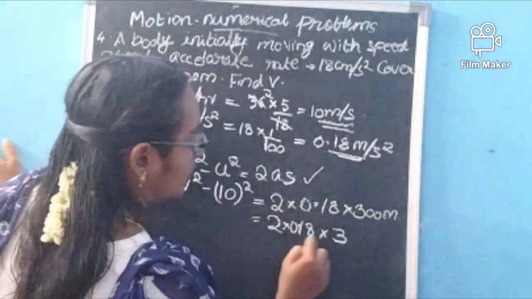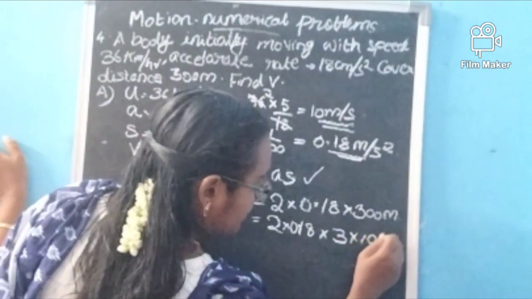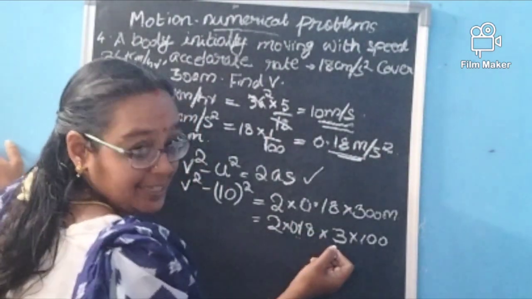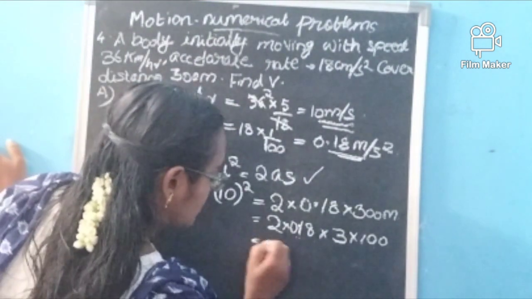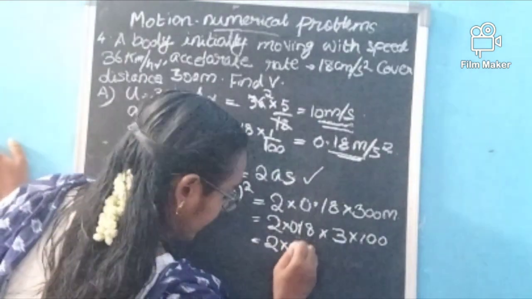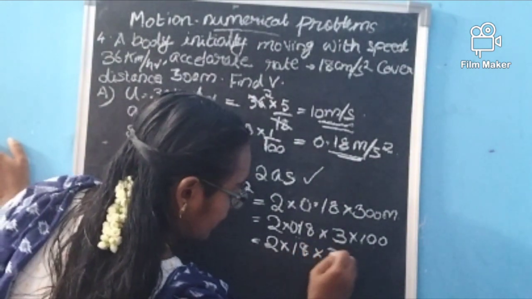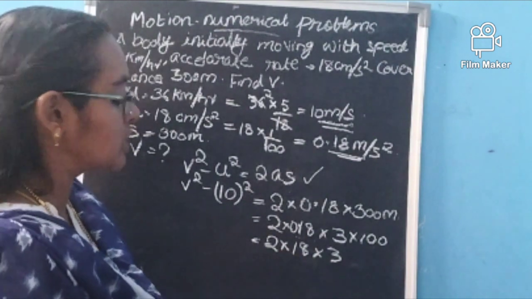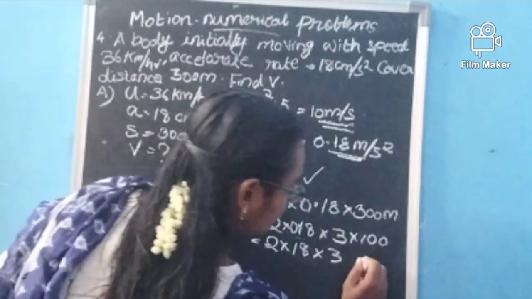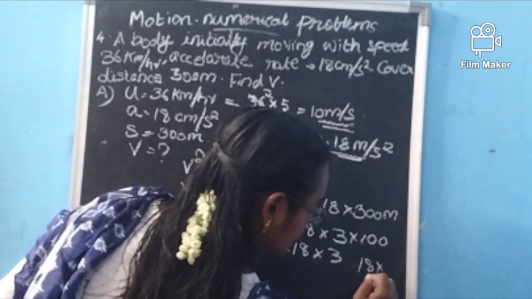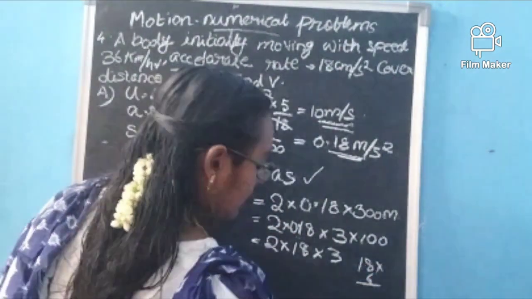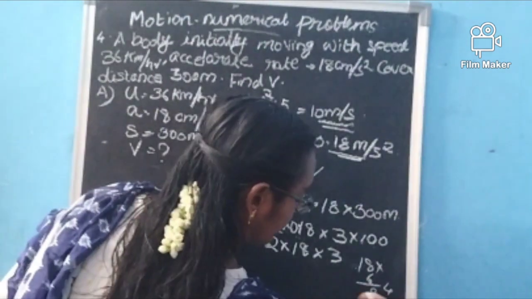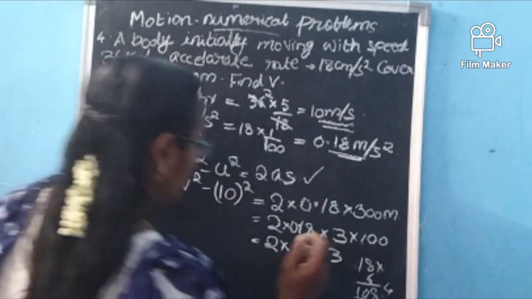2 into 0.18 into 3 into 100, right? This 100 can change this 0.18 into 18. By this way I am doing. It is equal to 2 into 18 into 3. Okay. 2 into 3 is equal to 6. 6 into 18 is equal to what? We have to find out. 18 into 6. 8 6s are 48. 4. And 6 1s are 6, 7, 8, 9, 10. 108.